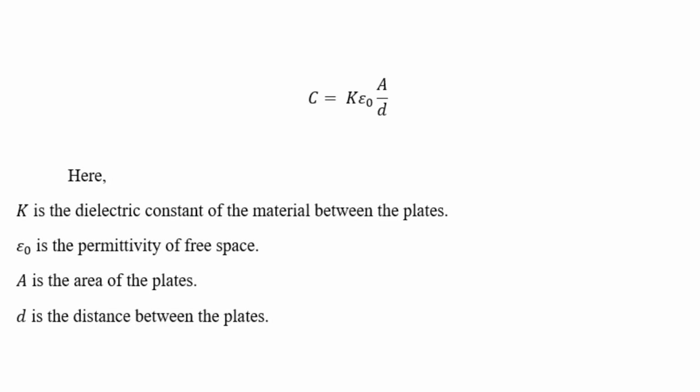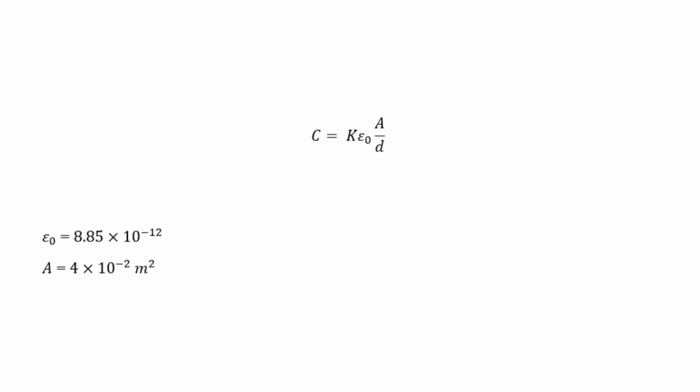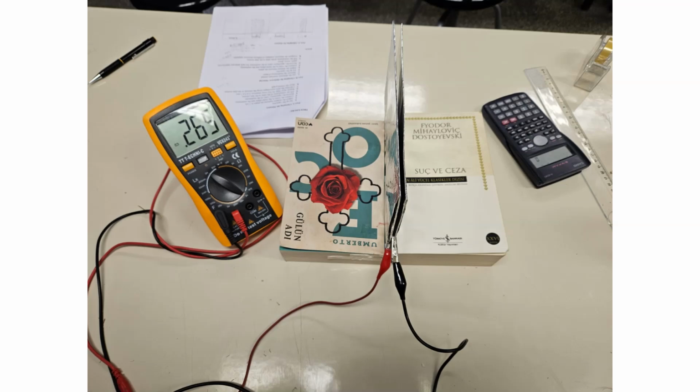In this experiment, we will observe two factors in this formula. In the first part, the distance, and in the second part, the dielectric constant of the material between the plates. And these will be our constants in our calculations. This is the experiment setup that I built. I created two metal plates and I stick them to two different books so that I can arrange the distance between the plates.